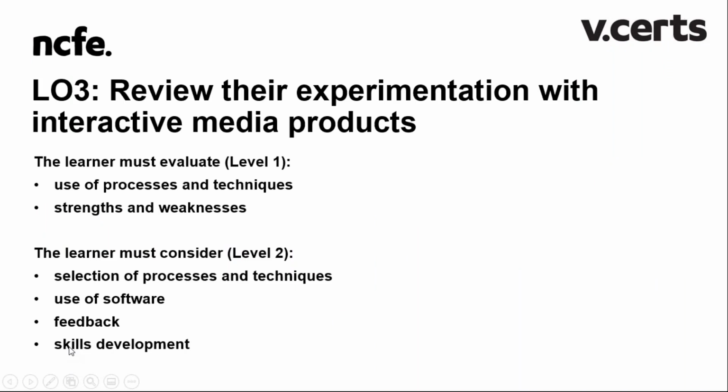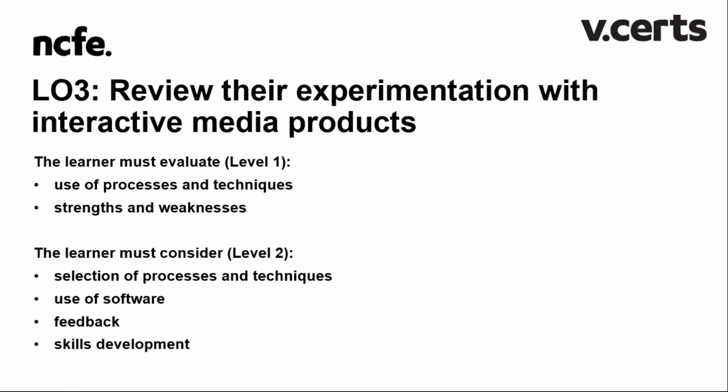Okay, so learning outcome 3. So this is the review part of the unit. And this is where learners will review their experimentation with interactive media products. So at level 1, there are 2 bullet points that they must evaluate, and that's the use of processes and techniques, and also strengths and weaknesses. So quite straightforward there for level 1.